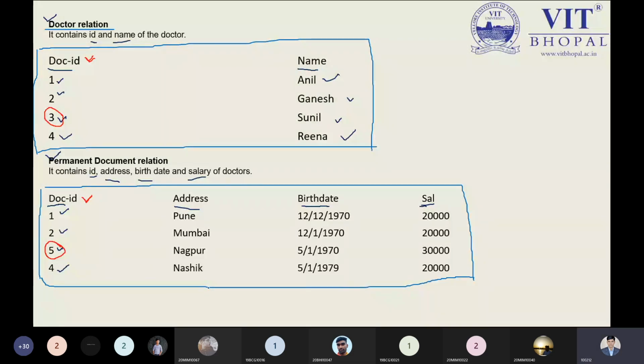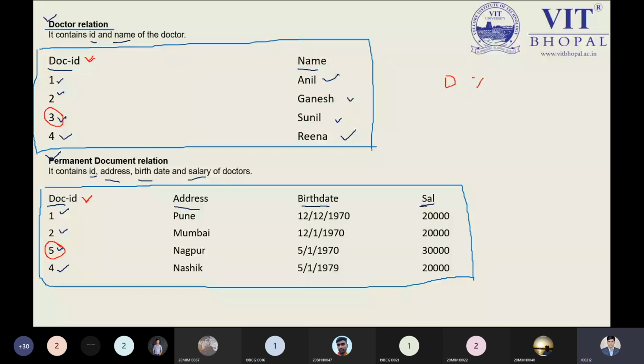If I do the natural join over here, please keep in mind, what are the doctor IDs I can pick? Doctor ID is a common attribute, so we can do the natural join without any doubt. We have the same type and same name, so there will be no issue. Suppose I do the doctor natural join with permanent document; I am writing it the short way for understanding purposes only, nothing else.